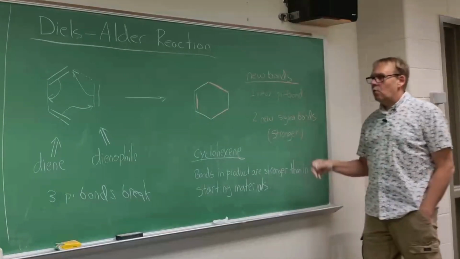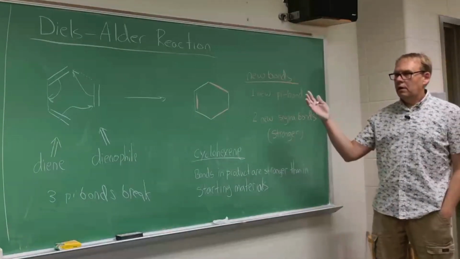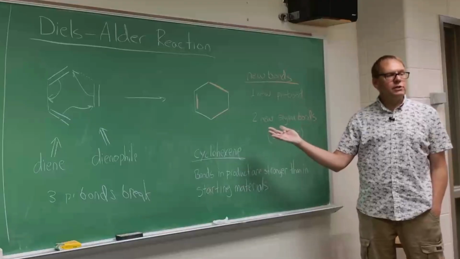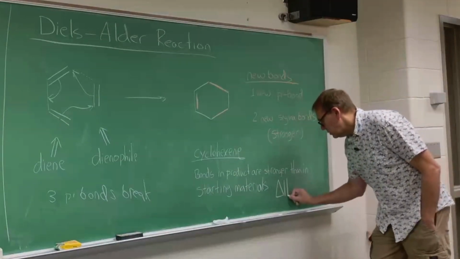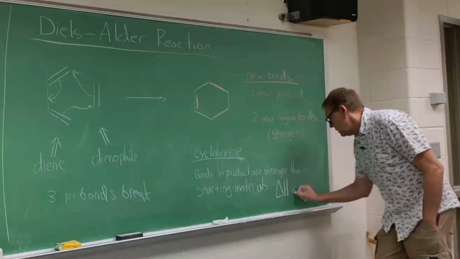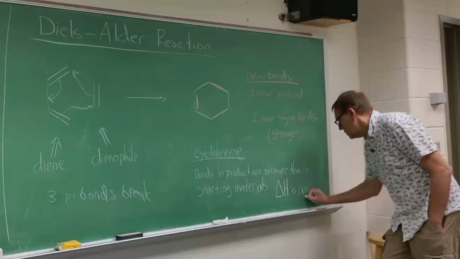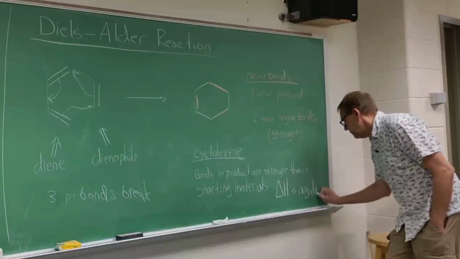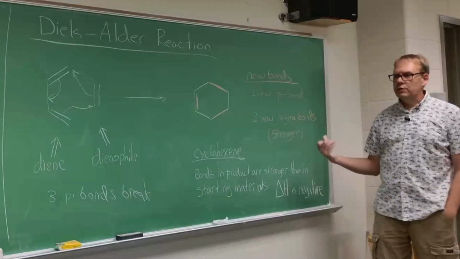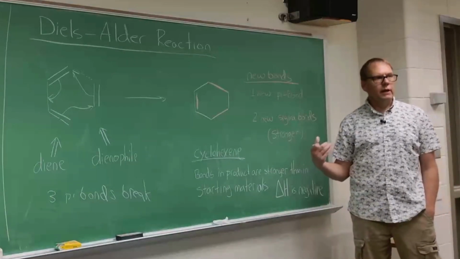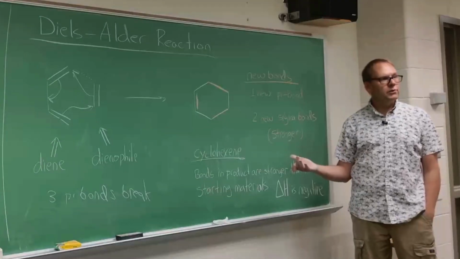So the overall delta H for this reaction is going to be negative. Delta H is negative. It's an exothermic process and heat comes out. So when you do Diels-Alder reactions, you can expect there's going to be some heat produced.